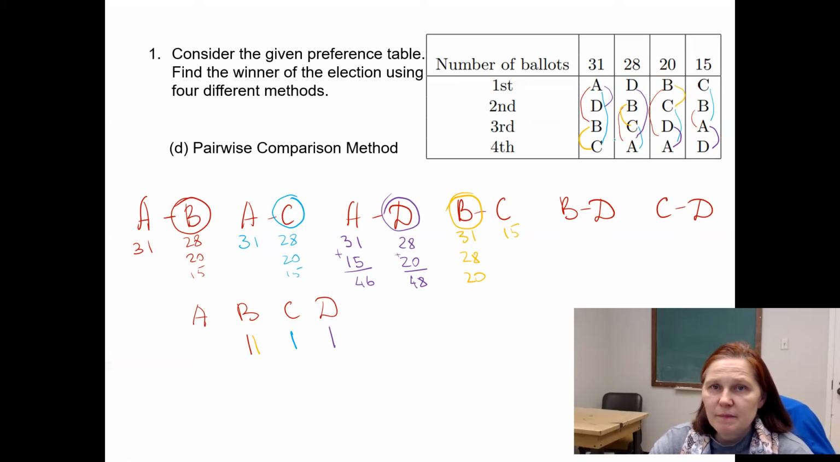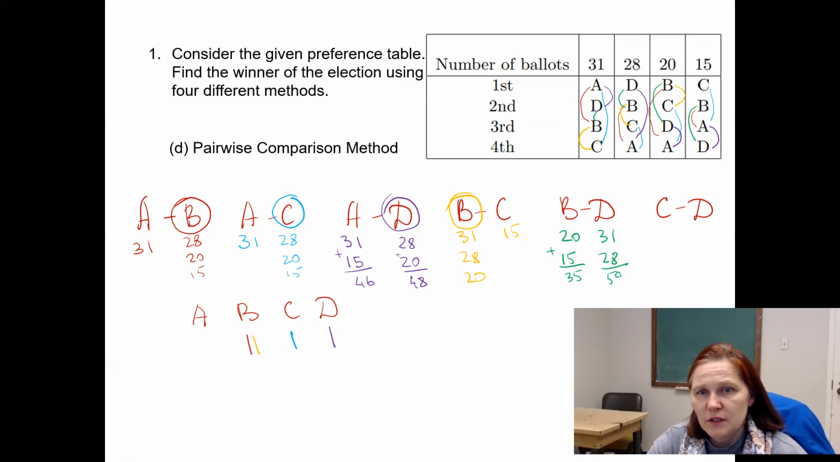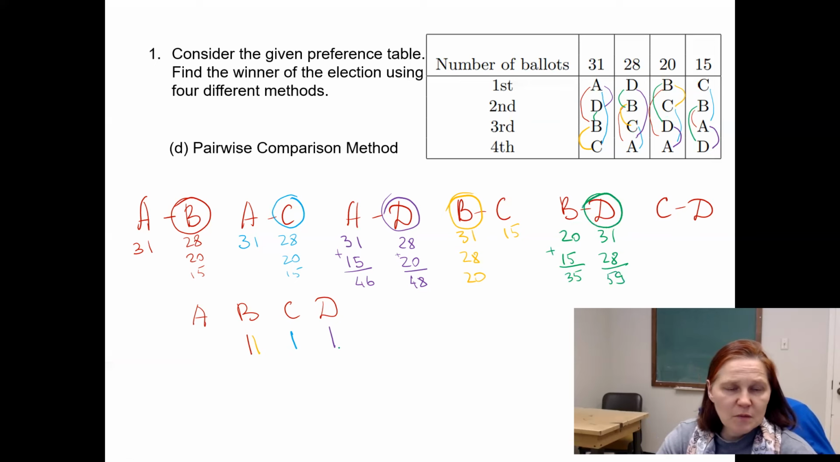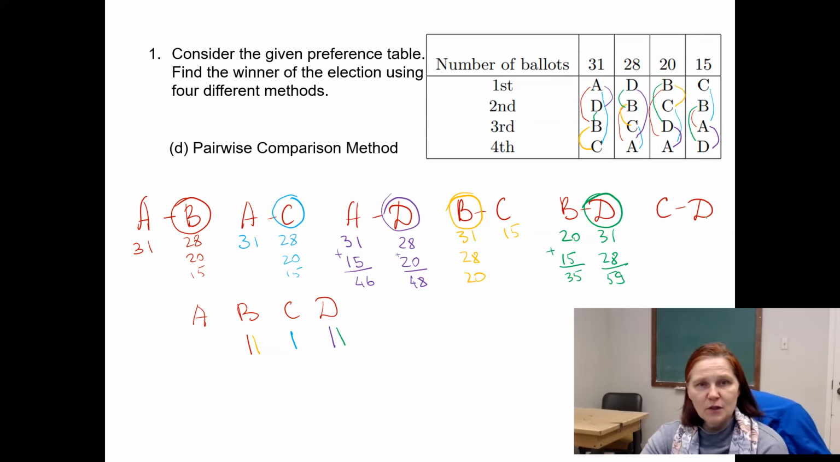B and D. D is above B on 31 ballots, on the next 28. B is above D on 20 ballots, and on 15. So the sum is 35, and 59. D wins in this pair, D gets a point. And the next pair will decide whether we have a winner by this method.